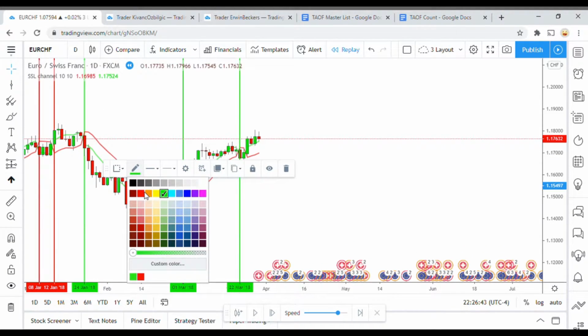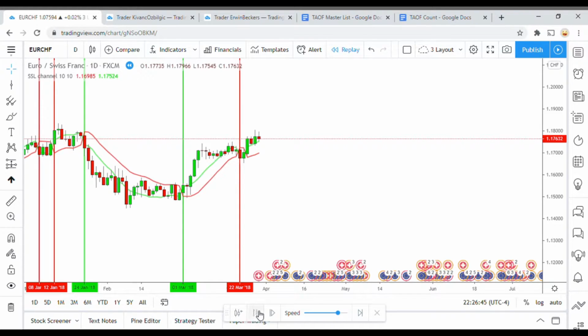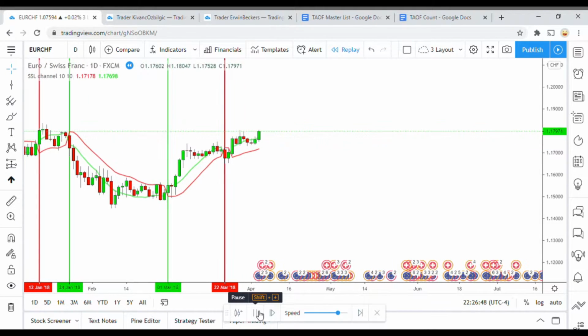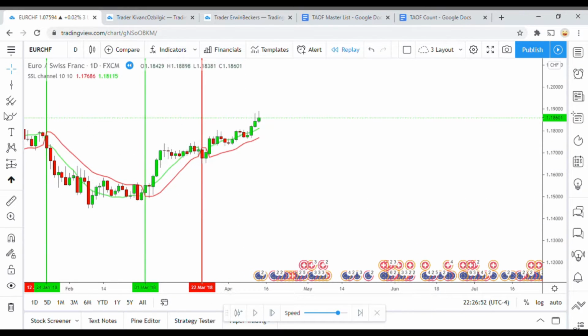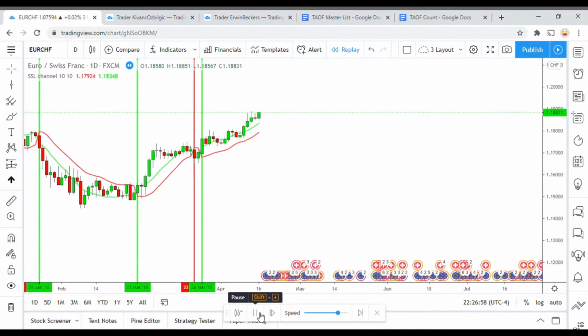Here we go. Bumped down for a moment right there, then turned around and shot right back up, giving us a losing trade. Let's follow this one out just a little bit more to see what it does. Yeah, there we go. Finally got to the win on that one.